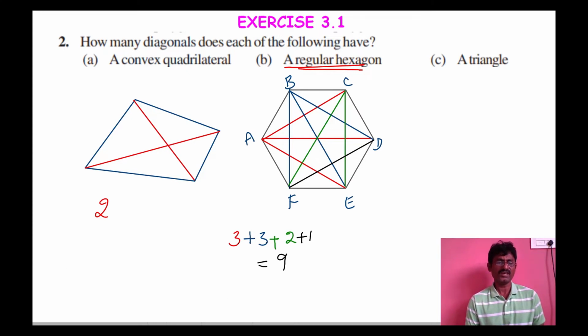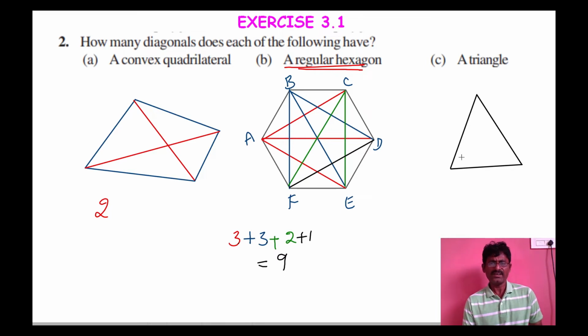Next one is triangle. First let us draw a triangle. This is a triangle. For this we can't draw any diagonal. So the number of diagonals will be 0 in this case.